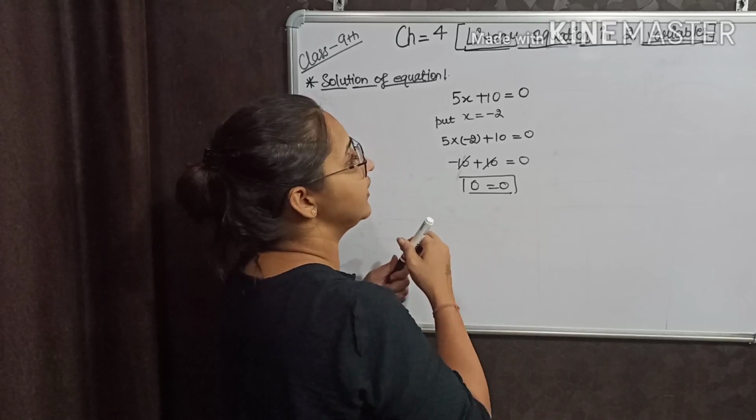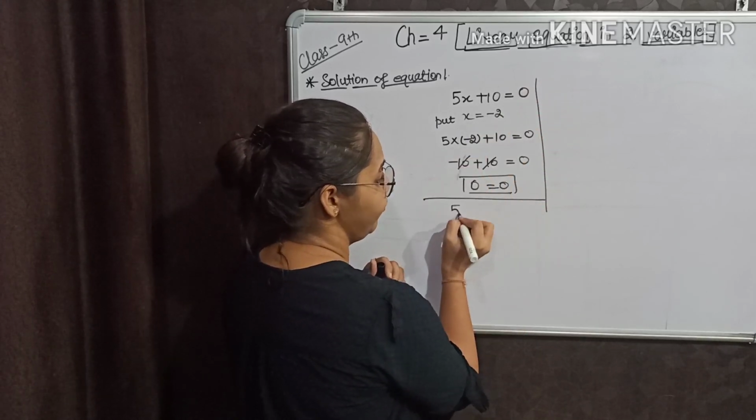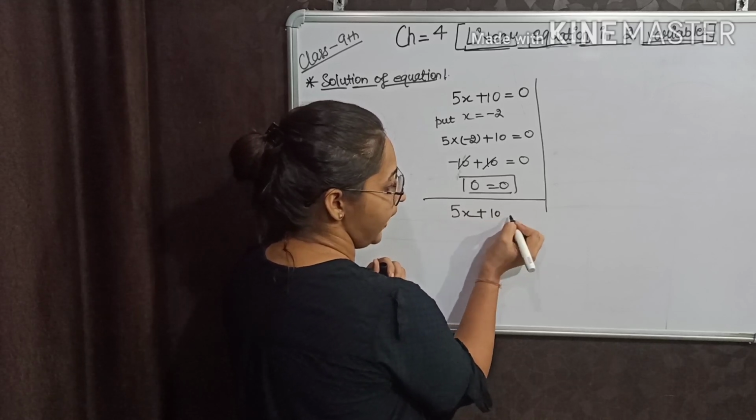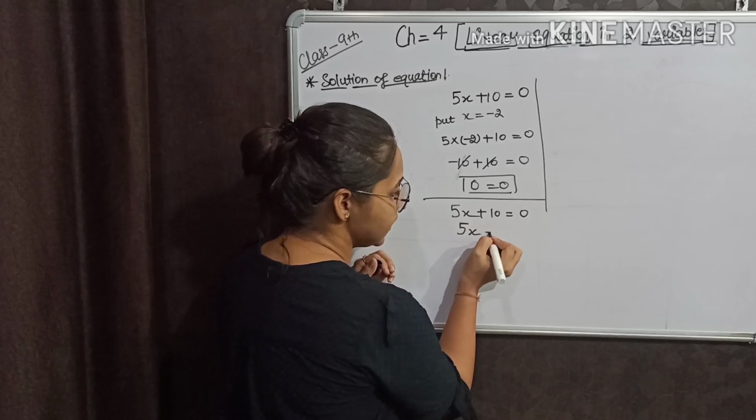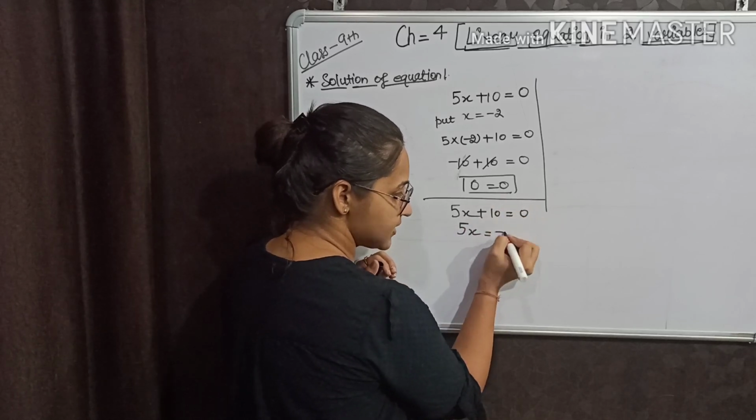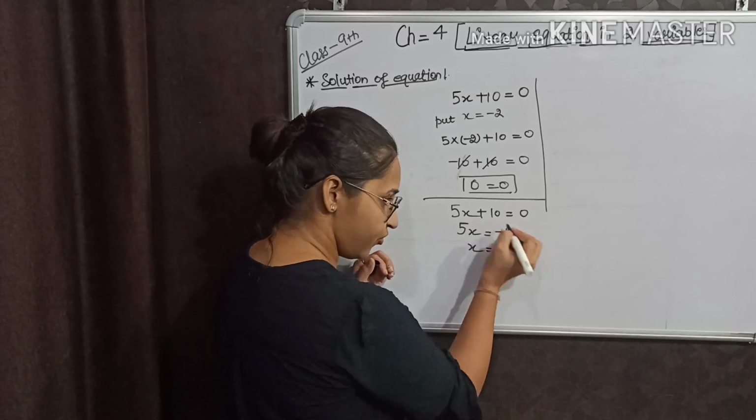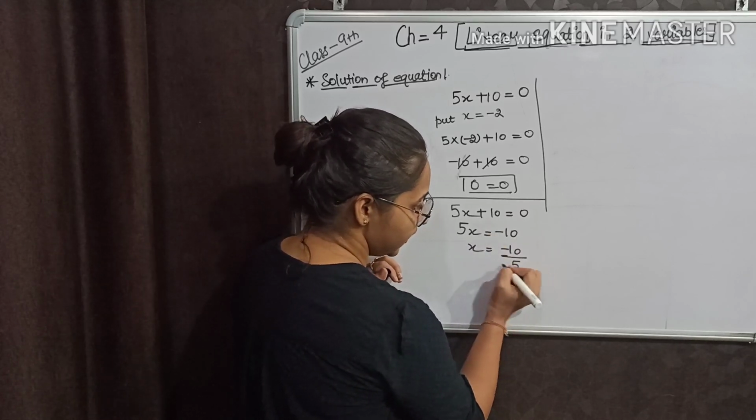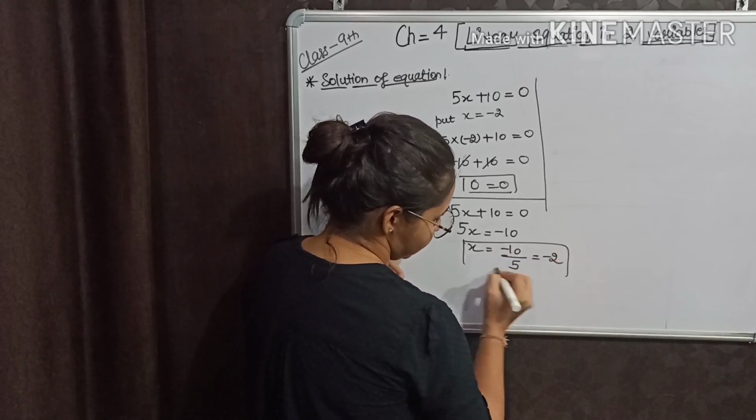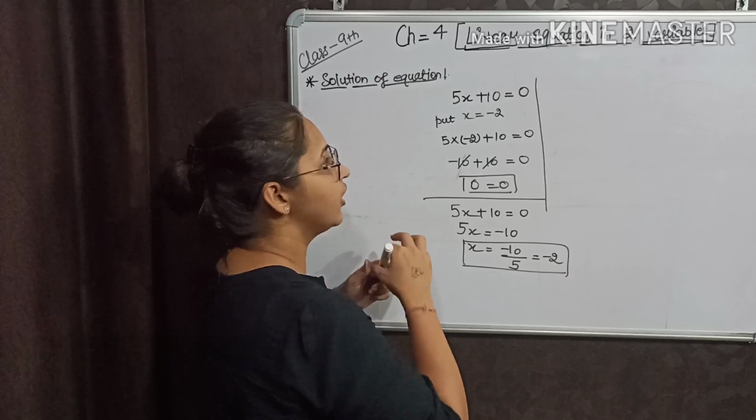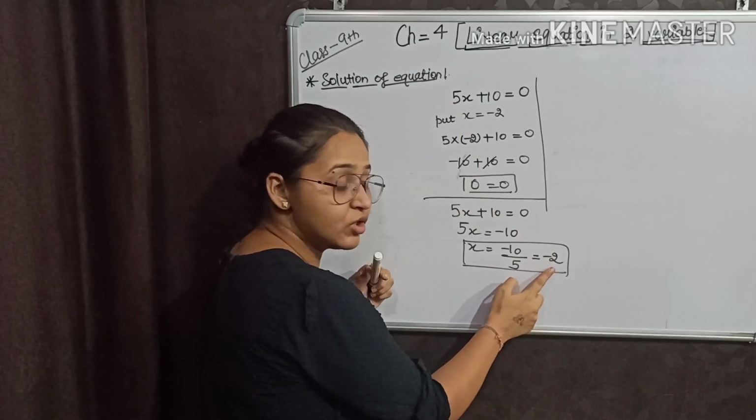Or you can find the solution of the equation 5x plus 10 is equal to 0, where you have to find the value of x. How will you find it? 5x is equal to, now this 10 will go to that side with a minus sign. So 5x is equal to minus 10, and this 5 will go to the other side with division. So it will give you minus 2. So the solution for a linear equation in one variable is x is equal to minus 2.